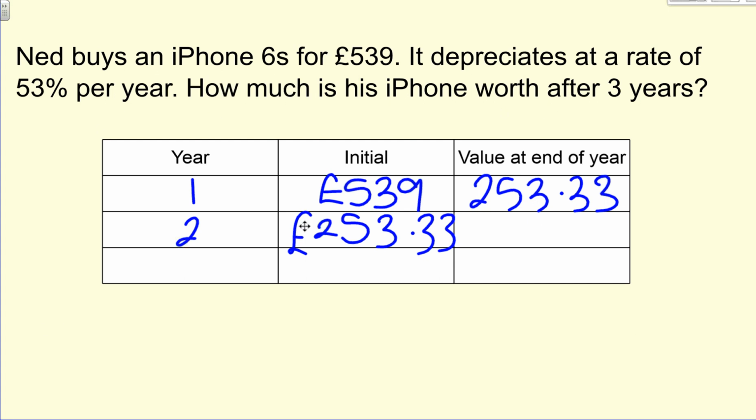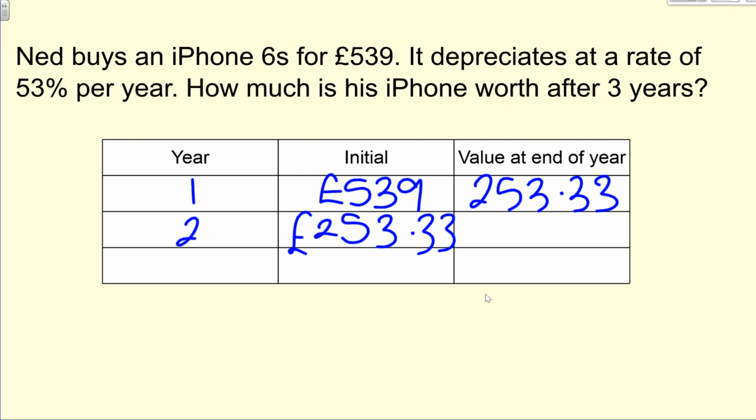And I used a table to do this, and I've already started it off. So at the beginning of year 1, the question tells us it's £539. It's depreciating, so going down at 53%. So we need to find 53% of £539 and take it away, which leaves you with £253.33. So at the beginning of the second year, he's going to have £253 and 33 pence.